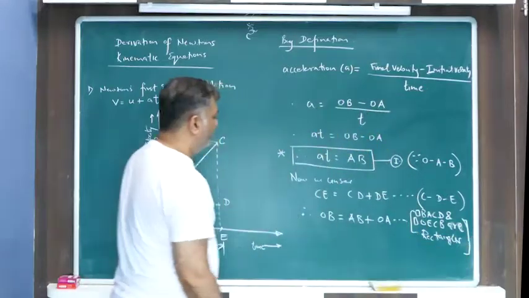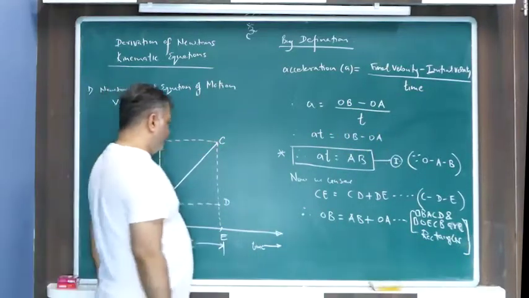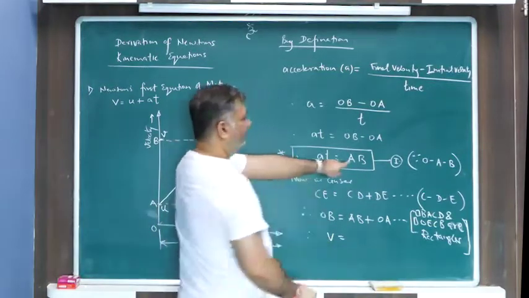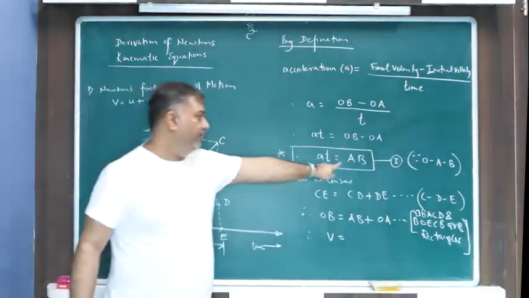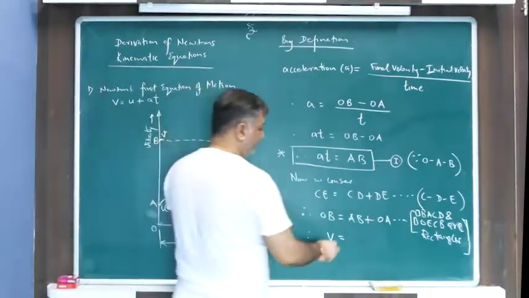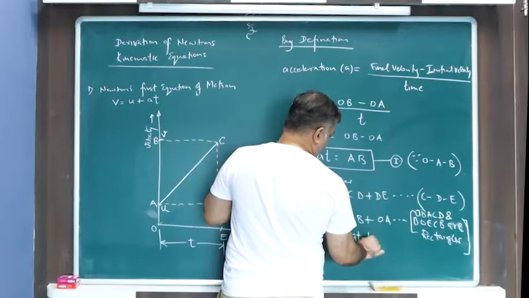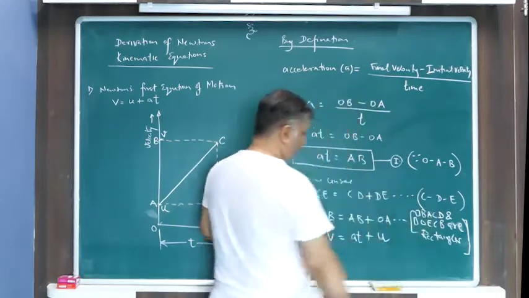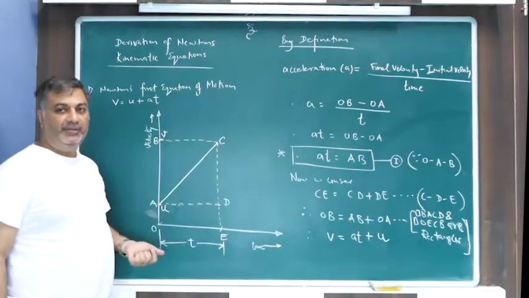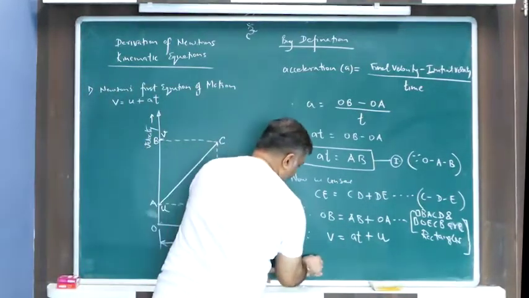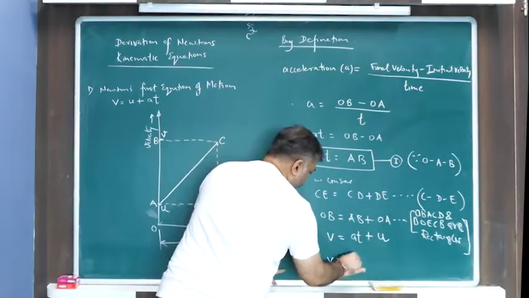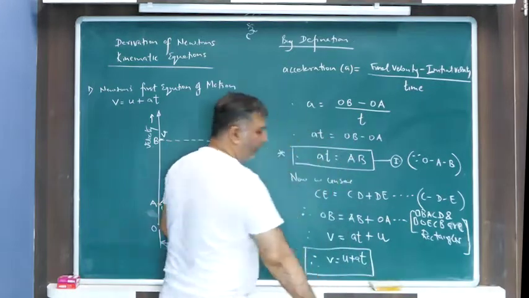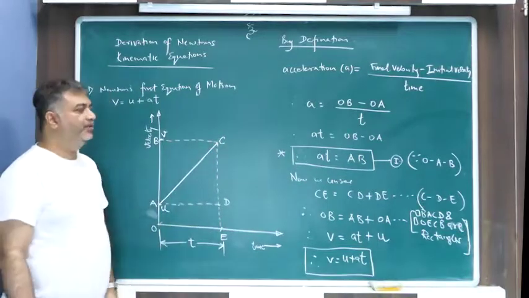Alright, fine. What is OB now? We all know what is OB. V. What is AB? Now look, I told you this will be required later. AB. What is that? AT. And what is OA? OA is U. So V is equal to AT plus U. I can rearrange and I can say therefore V is equal to U plus AT, hence proved. So the first equation is proved.